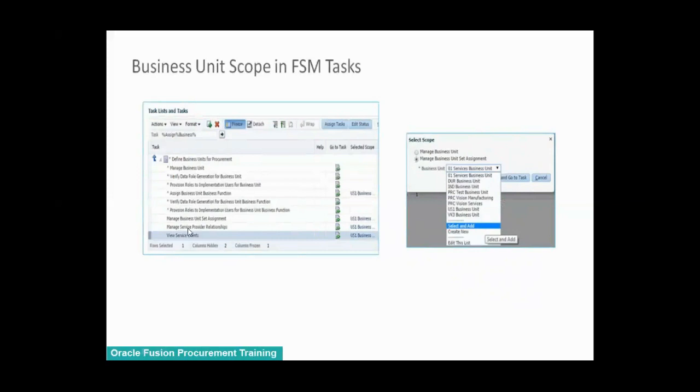Okay. And here we can provide the service provider relationship. Like I told you, procurement service provider, payment service provider, that we can manage from this task. That's why the task name is manage service provider relationship. So here we create business unit, here we assign business functions, and here we can manage the service provider relationship with that business unit.